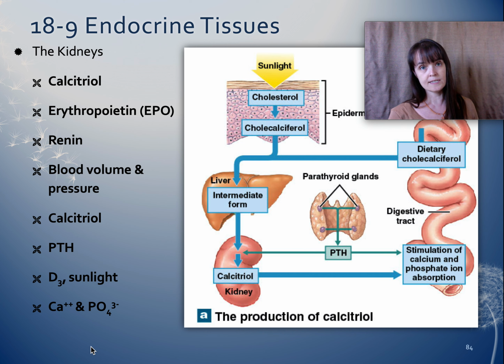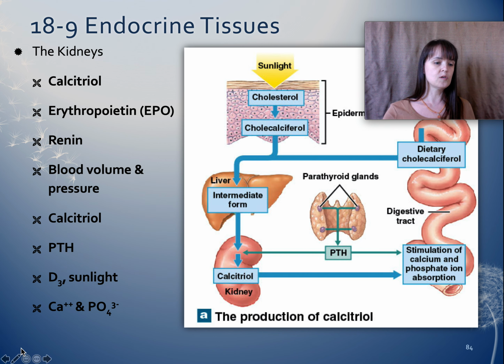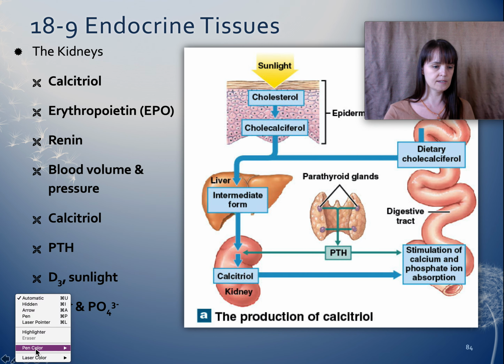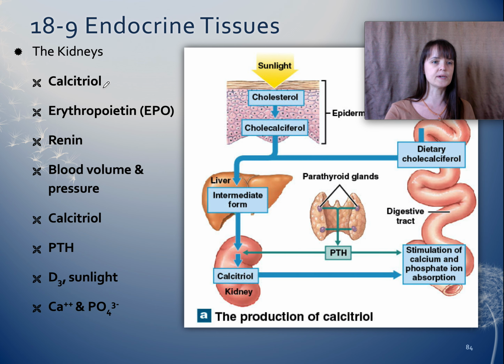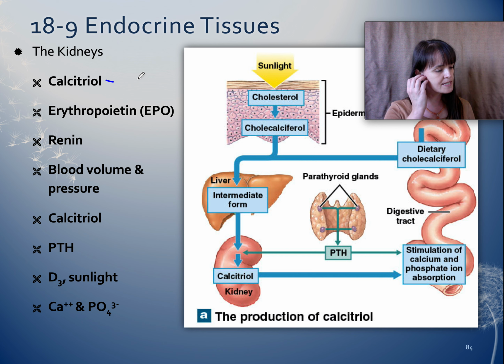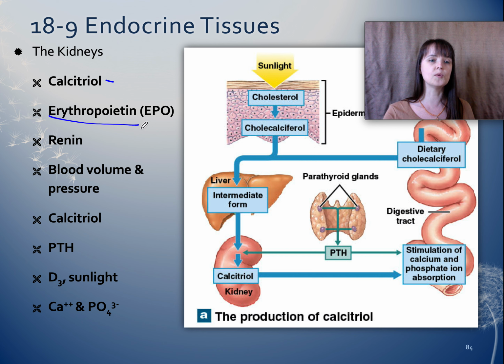So the intestines, there's kind of a lot, so we'll get there. The kidneys release the steroid hormone calcitriol, which is important for dietary calcium absorption. Calcium is Ca2+ or Ca++. Kidneys also release the peptide hormone erythropoietin, EPO, and the enzyme renin, which are involved in the regulation of blood volume and blood pressure.